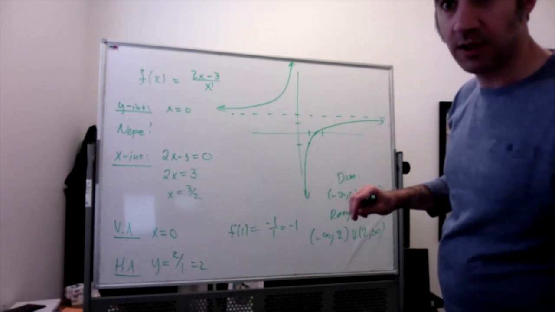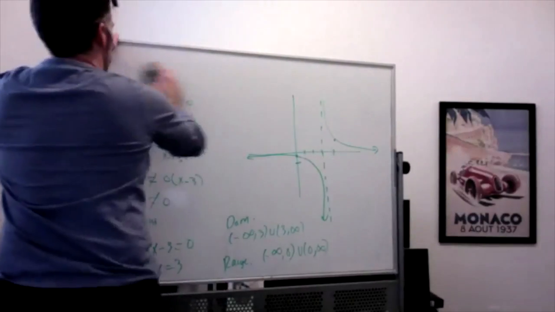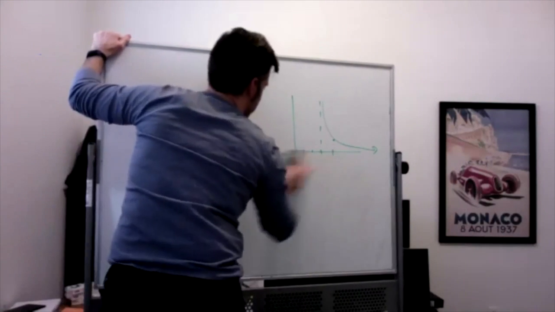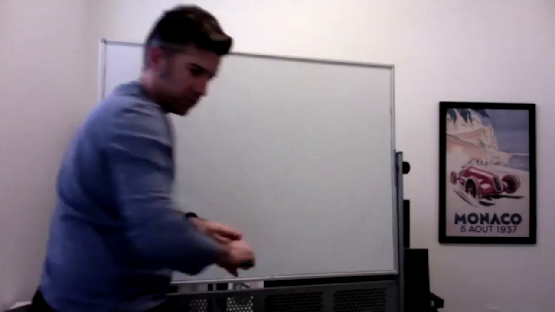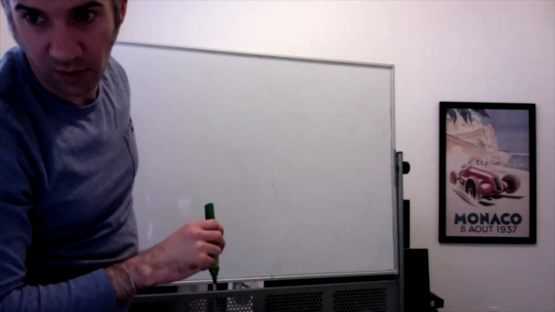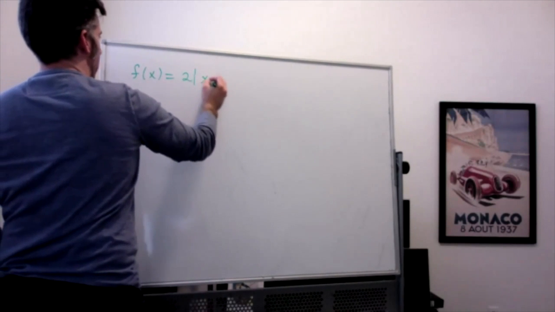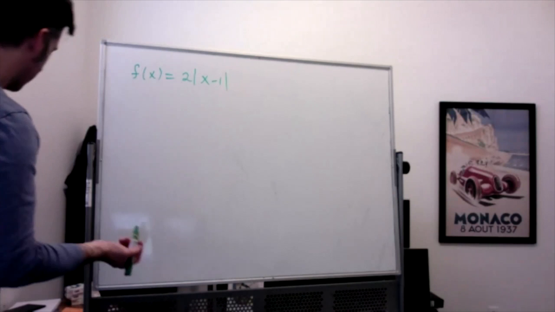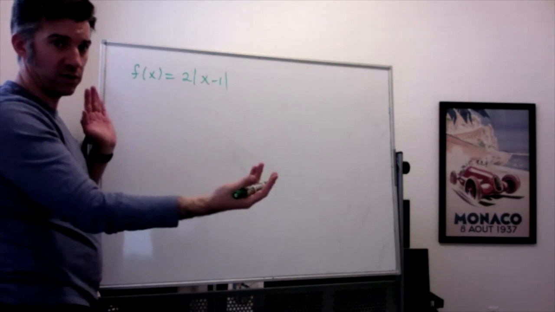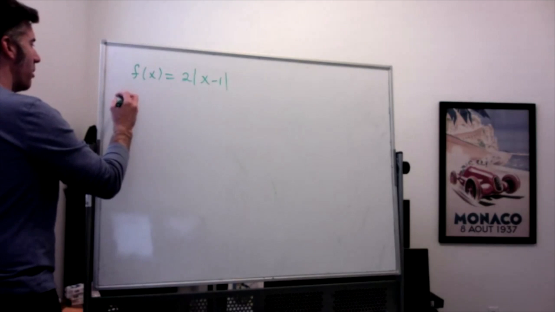All right, let's look at the next one. This one should be fairly straightforward. I've got f of x equal to 2 times the absolute value of x minus 1. So I know it's going to be the absolute value function shifted 1 to the right and vertically stretched by a factor of 2. We don't have to write that down, but it is good to know it. Let's find the usual things.